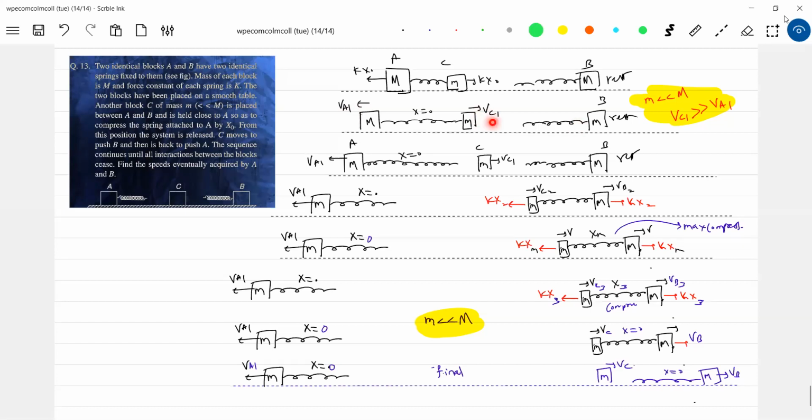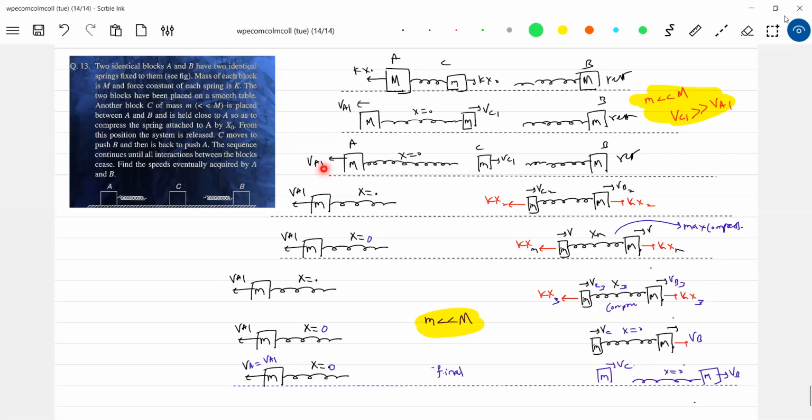Again, as VC1 is very much greater, it will impart some momentum. Then it will return back. It will go and collide. Like that, the block will have n number of collisions. And finally, it comes to rest. Since masses are same, they must have the same velocity. I think the idea of the problem is like this. Actually, VC1 is very much greater.